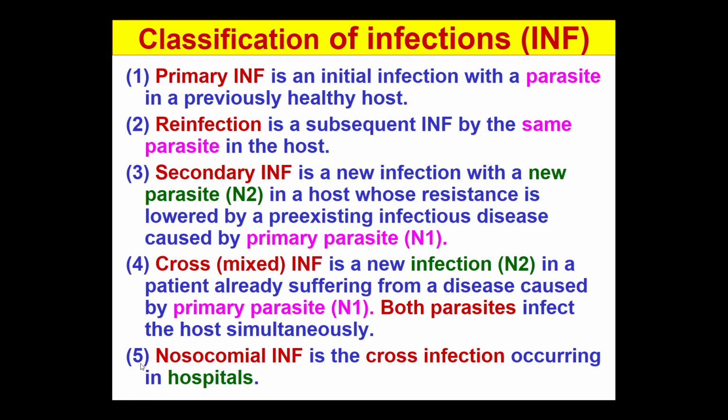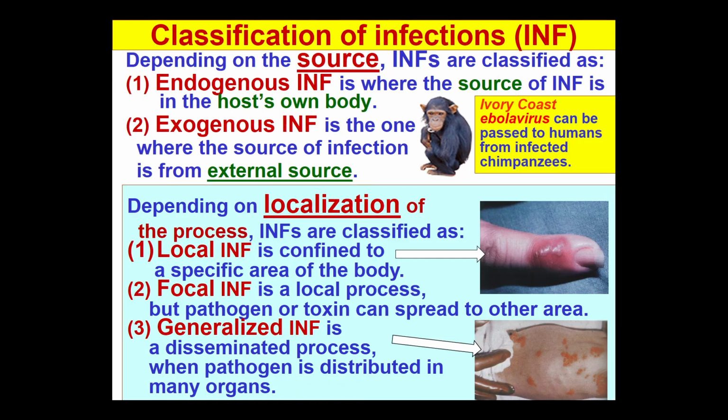Option number 5, next. Term is nosocomial infection. Nosocomial infection is the cross infection occurring in hospitals. Cross infection when parasite number 1 causes disease together with parasite number 2. But if this situation is happening in the hospital, infection acquired in the hospital is named nosocomial infection.